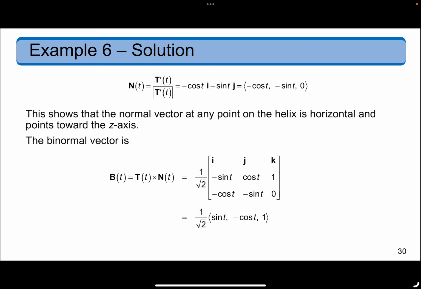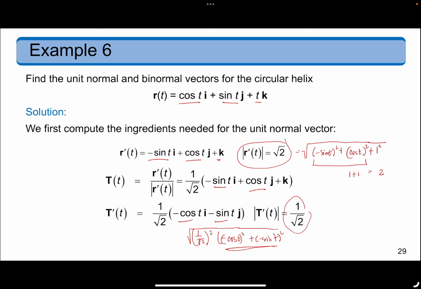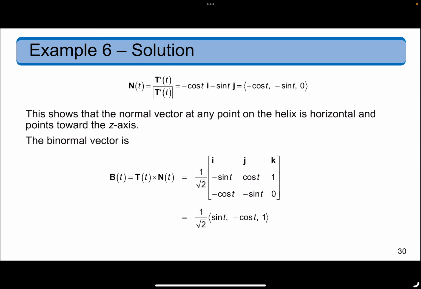So the unit normal is T prime of t over the magnitude of T prime of t. So it would be 1 over square root of 2 times negative cosine t i minus sine t j, all over 1 over square root of 2. So this would just cancel out. So we have negative cosine t i minus sine t j, or negative cosine t, negative sine t, 0.